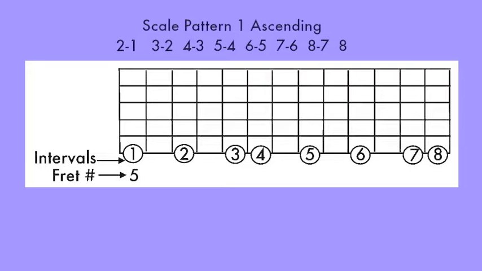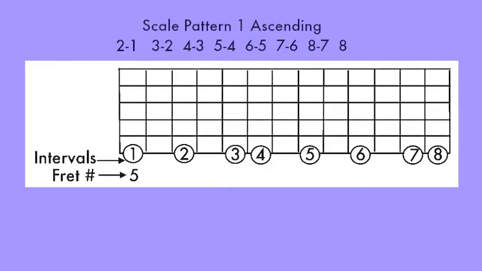So the pattern goes like this: 2, 1, 3, 2, 4, 3, 5, 4, 6, 5, 7, 6, 8, 7, 8. The reason we ended on 8 is just to make it sound like it's finished. Kind of hanging on the 7, unless you have developed your ear significantly, it may not necessarily sound like a resolving scale tone.